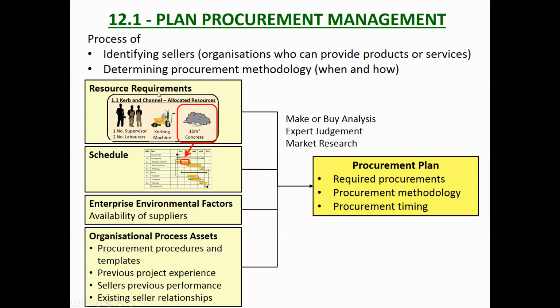So planning procurement is identifying the sellers, the organizations who can provide the products or services. That's not just people selling materials, it's people selling services like subcontractors, surveyors, geotech investigation and things like that. And determining the procurement methodology, when and how. Are you going to take this out to tender, or are you just going to ask for quotes, or are you going to go to your mate who gives you good rates?